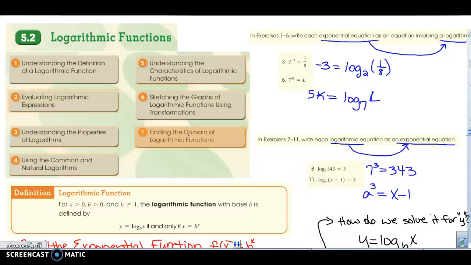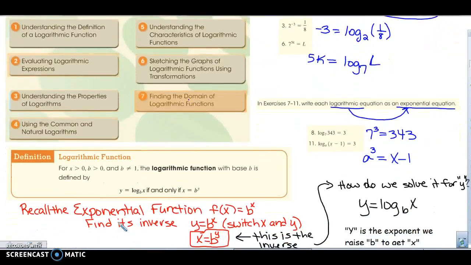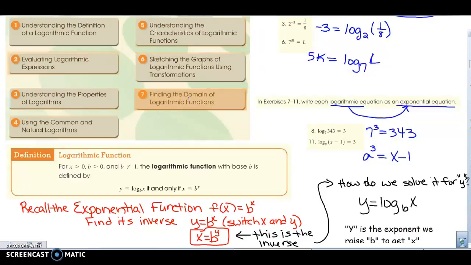Let's take a look at section 5.2, logarithmic functions. Now in the last section we talked about the exponential function and the fact that the basic form for the exponential function equation would be f of x equals b to the x power, where b was a number greater than 0 and b could not equal 1.